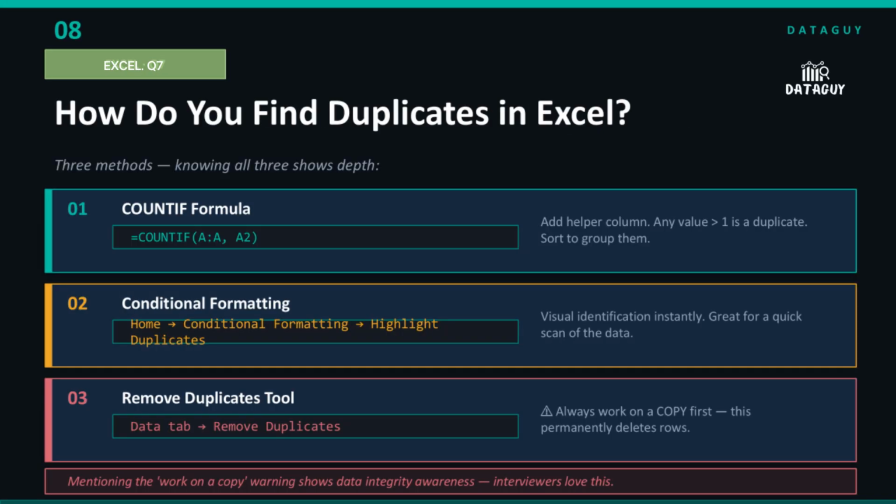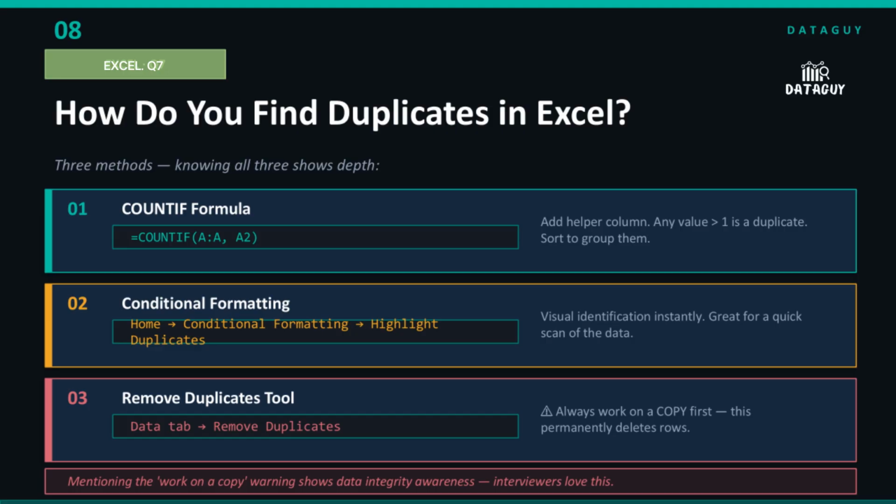Question 7. How do you find and remove duplicates in Excel? There are 3 ways, and knowing all 3 shows depth. First, the COUNTIF formula. Add a helper column with equals COUNTIF, select the full column, comma, select the current cell. Any value greater than 1 is a duplicate.